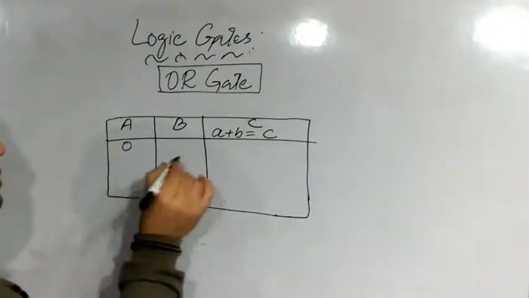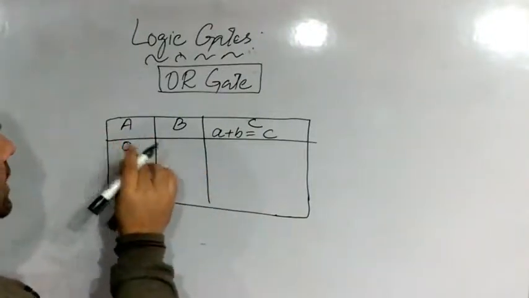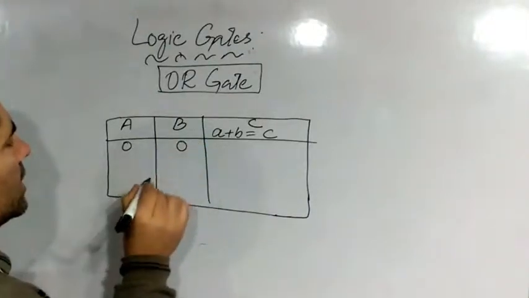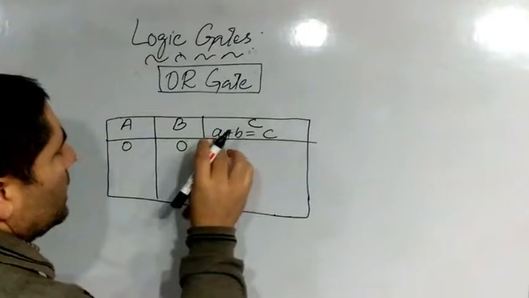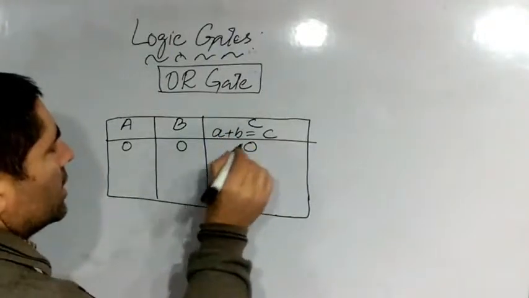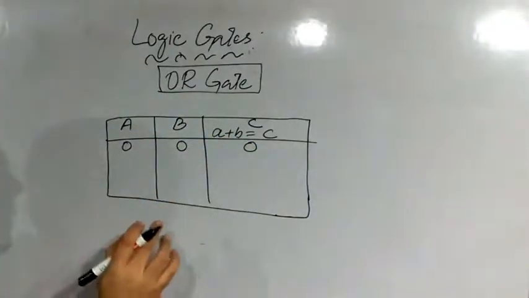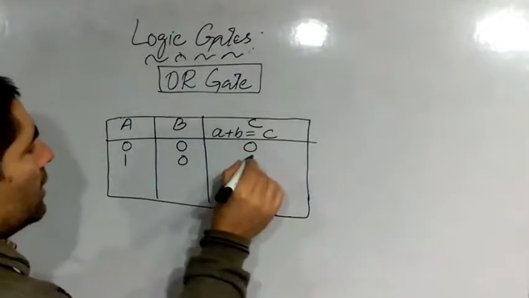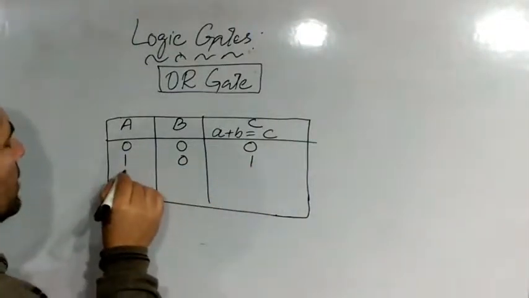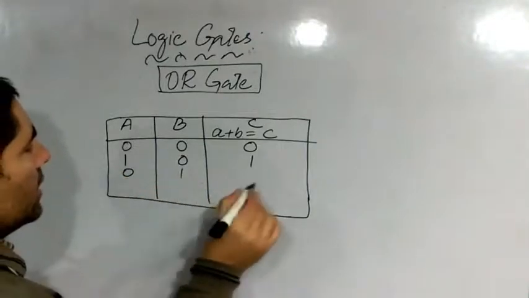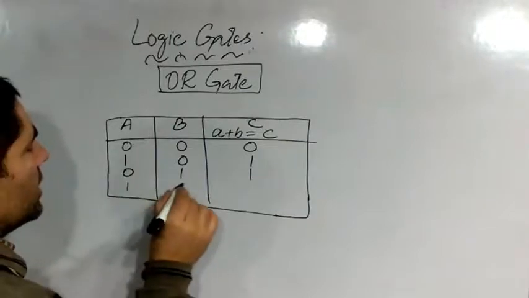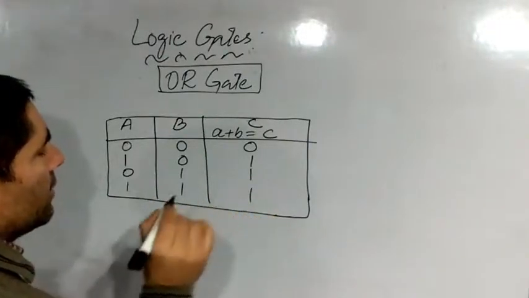If input A is 0 and another input B is 0, then the output will be 0 in terms of this OR gate. If A is 1 and B is 0, output will be 1. If A is 0 and B is 1, the output will be 1. If A is 1 and B is 1, output will be 1.